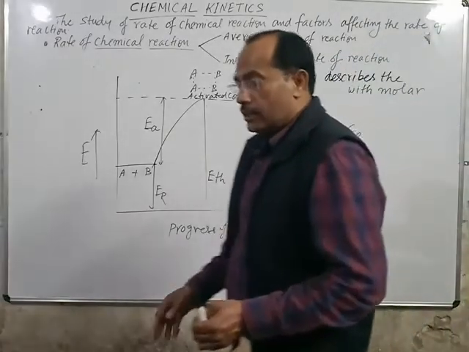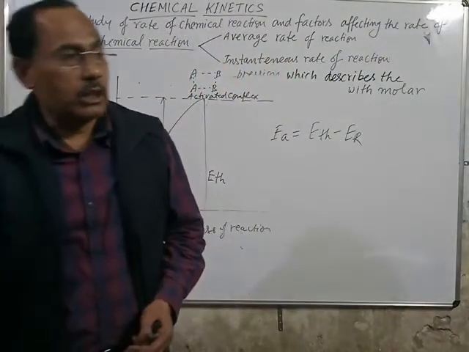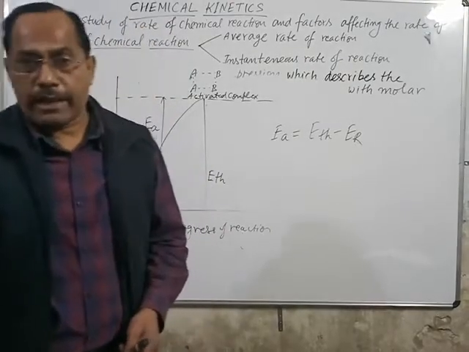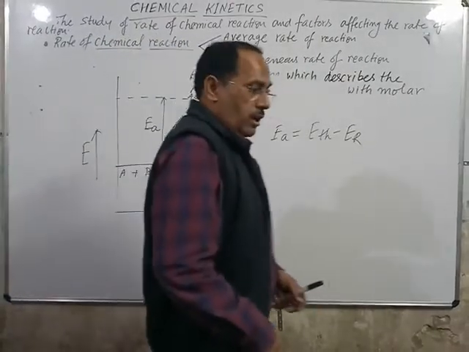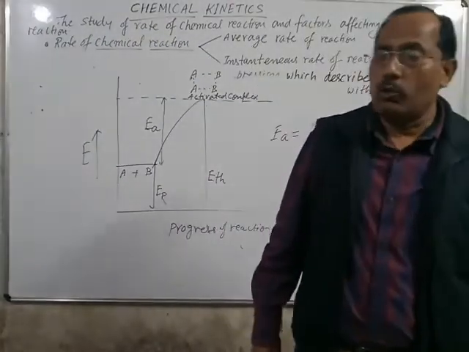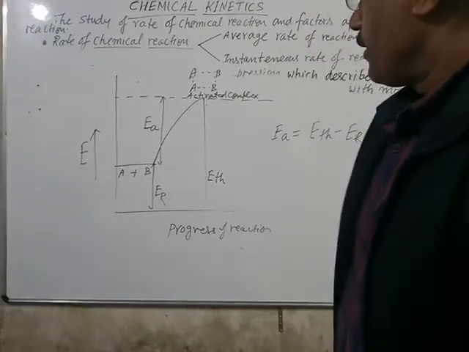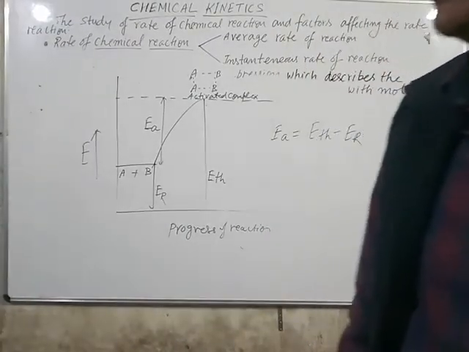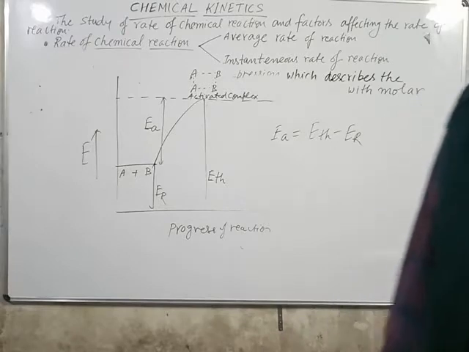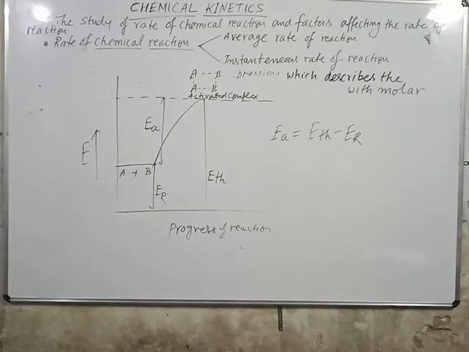So these are the terms involved in the study of chemical kinetics, and in the next video you will study details of the chemical kinetics, that is zero order reaction, first order reaction, determination of order of reaction, and calculation of activation energy by Arrhenius equation.